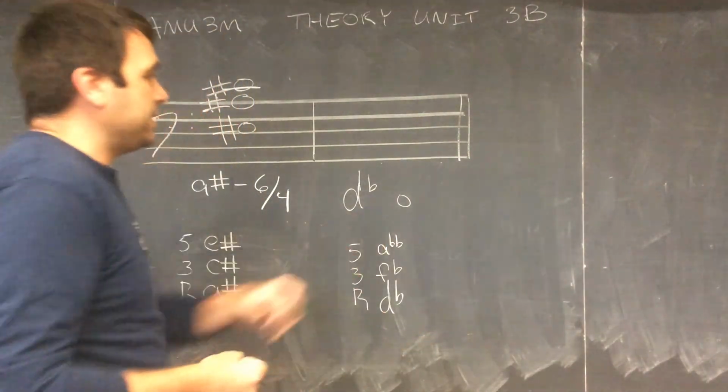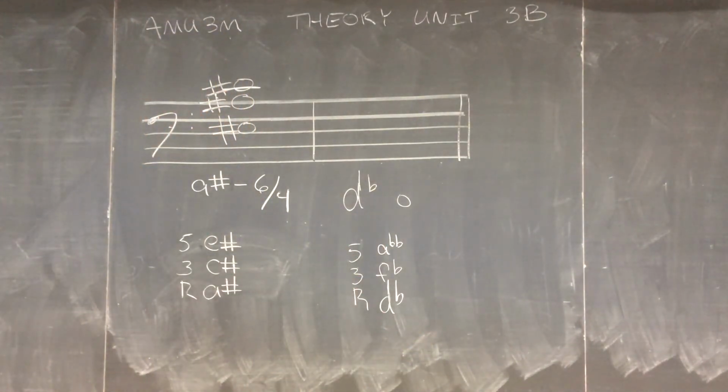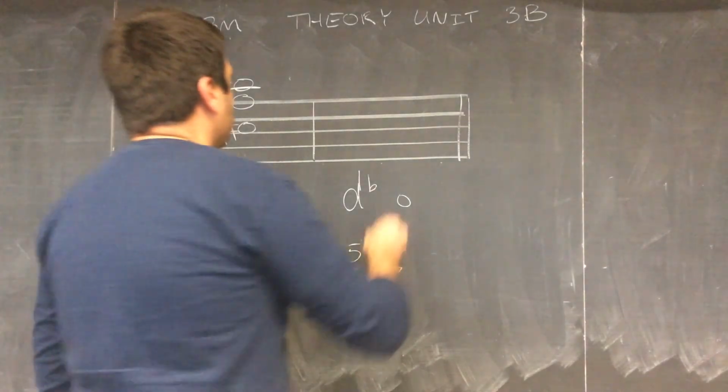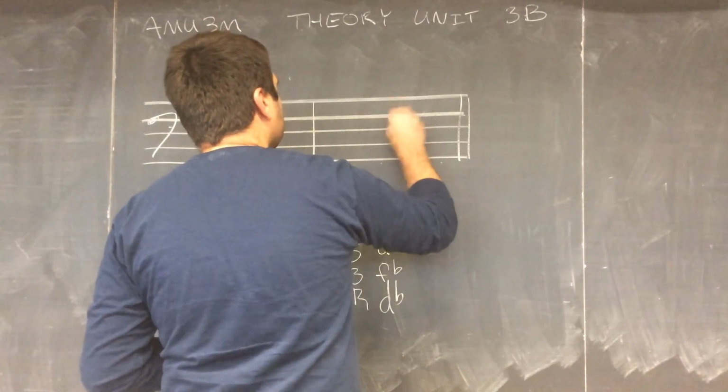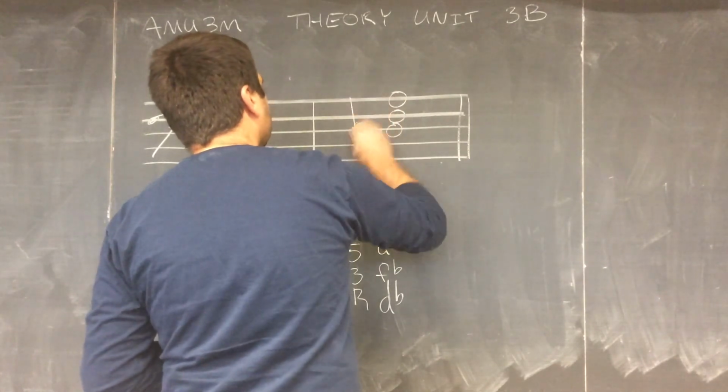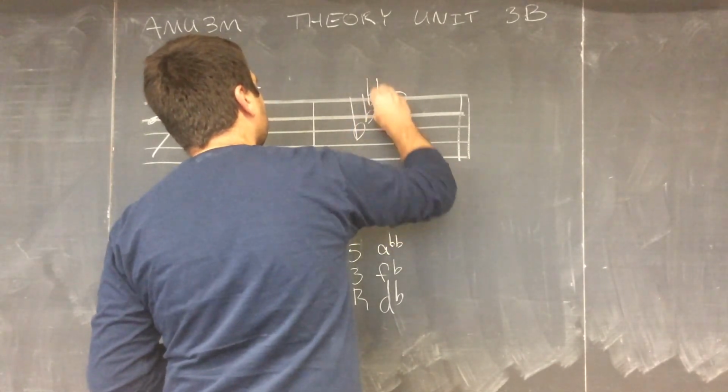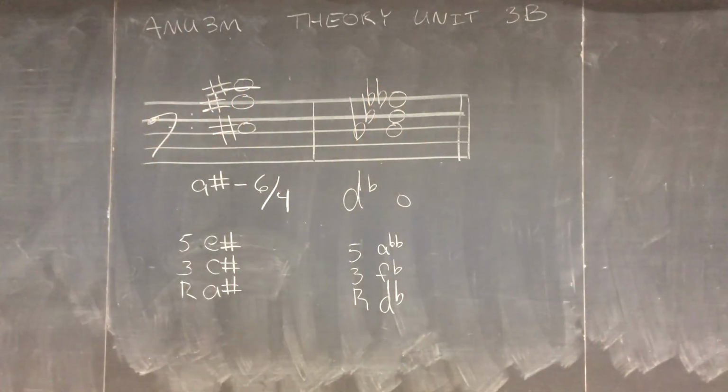Now, the second thing we need to do is determine what inversion we're in. Well, we aren't given any, we don't see any numbers that follow what type of triad we're dealing with, so we are in root position. So, really all we need to do, and that's it. So there's D flat diminished in root position.